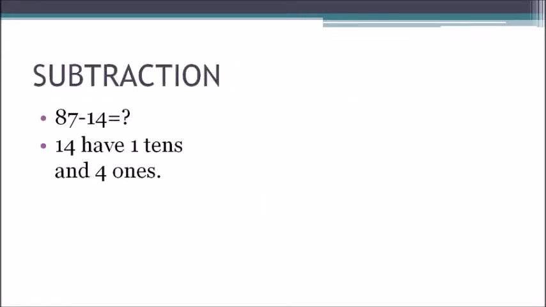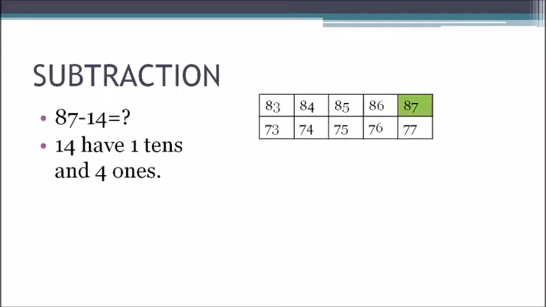Now let's do another one. Here question is that, simple question is that 87 minus 14 is dash. 14 has 1 tens and 4 ones, we know it. So what we have to do? First find out your position, that is 87 in the number grid. Once you get your position, then find out how many tens and ones are there in the second number. 1 tens and 4 ones. And we know for subtraction, for 1 tens we have to come towards the down. So when you come towards the down, we will reach 77.